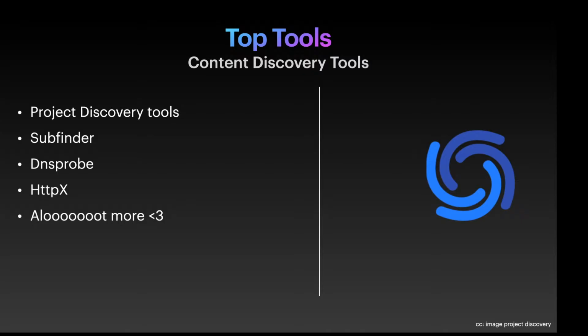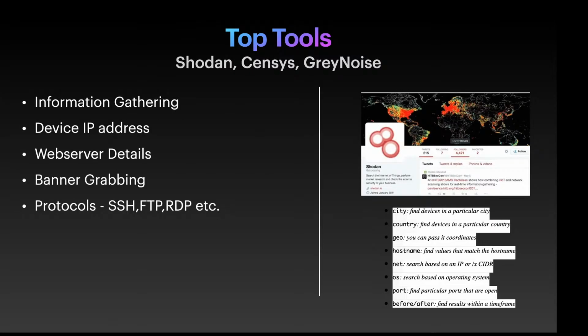I also like using URL probe. URL probe version 2 is also out there. I like using that too. And there are a lot of awesome tools by Project Discovery on their GitHub page, which I really like using for content discovery. The next is Shodan, Censys, and GreyNoise.